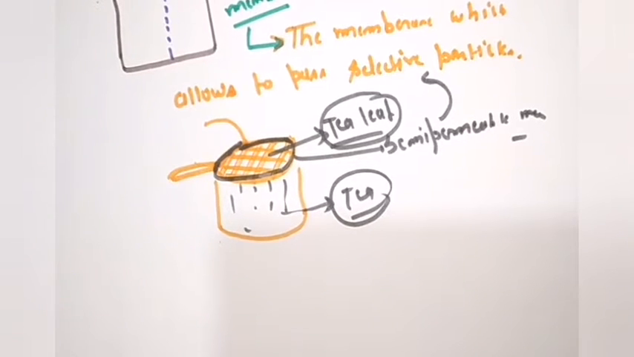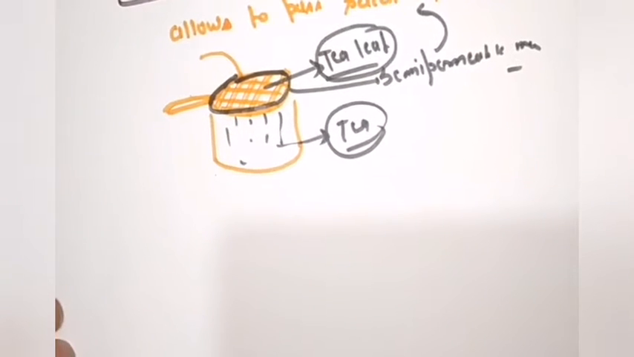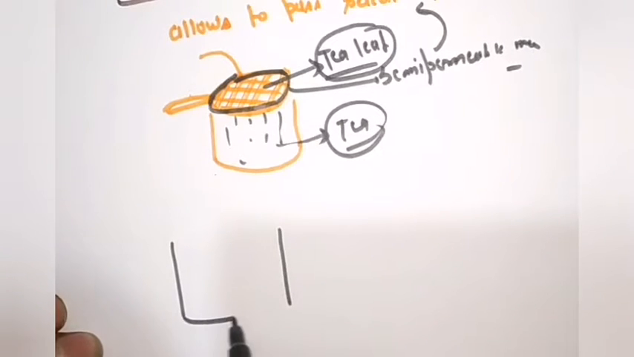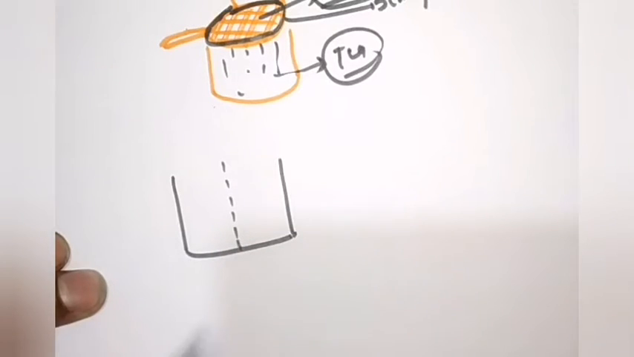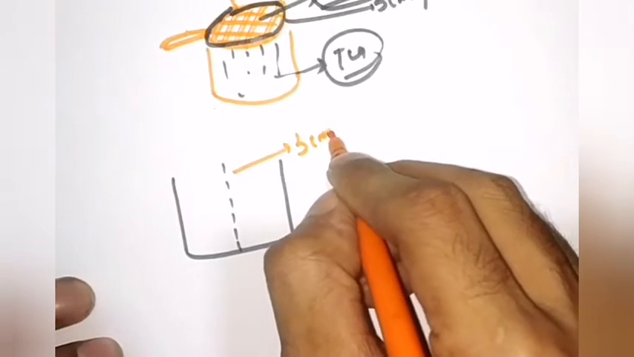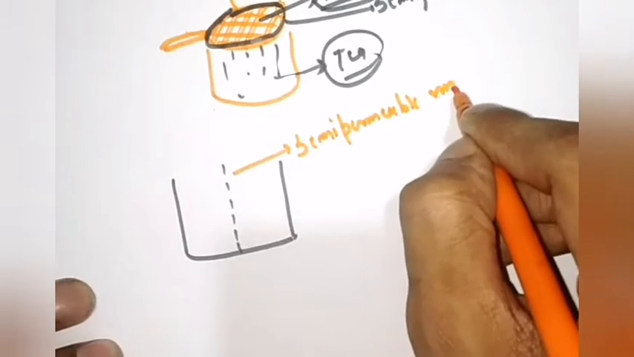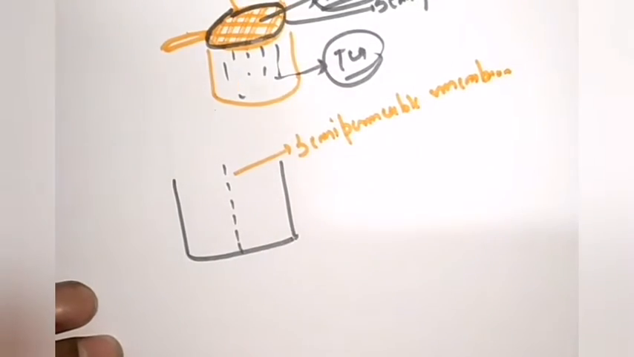Now I am going to generalize this concept to solutions. I am going to correlate these things with the solution: how the semi-permeable membrane works with the solution, and how we will define osmotic pressure while using that semi-permeable membrane. Just try to understand the actual mechanism. I am taking a vessel, and in this vessel there is a semi-permeable membrane.